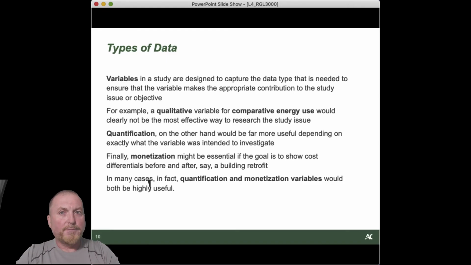And monetization might be essential if the goal is to show cost differentials before and after. Okay, like the example I gave on sub-Saharan African pesticides, that was a monetization project using the cost of illness method, all right? Now, that didn't deal with the cost to ecosystems, because our scope and our baseline was purposefully reduced to something that we knew we could monetize, all right? In an acceptable way that people would buy into as seeing as credible.